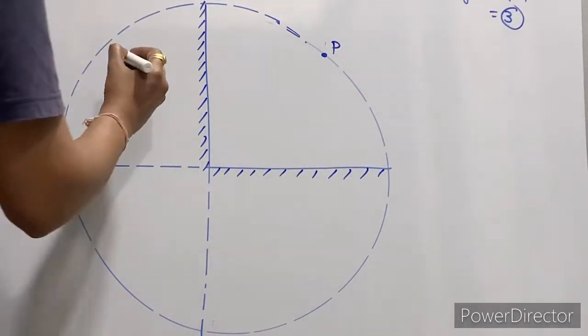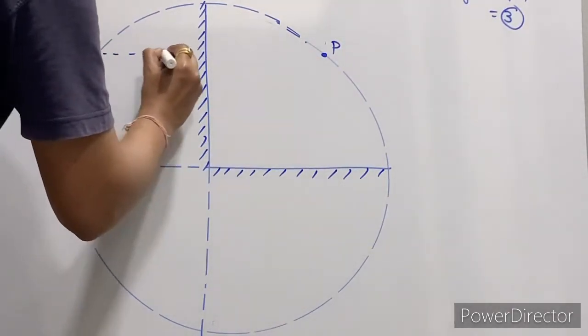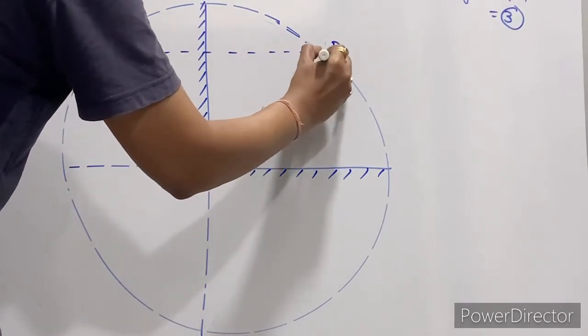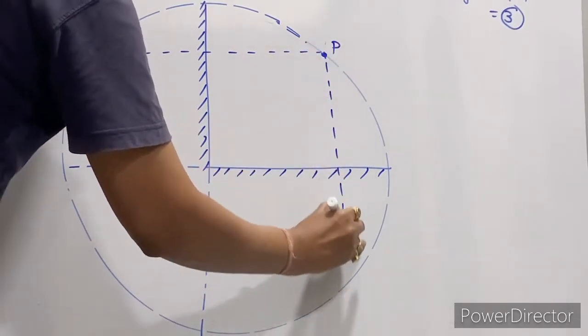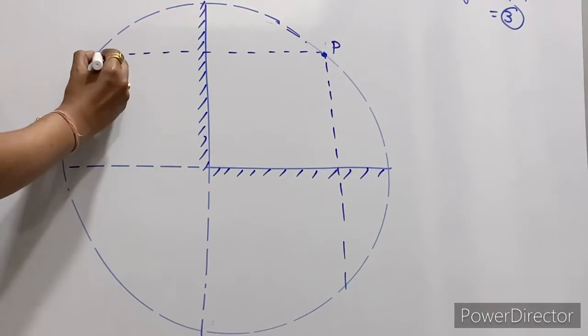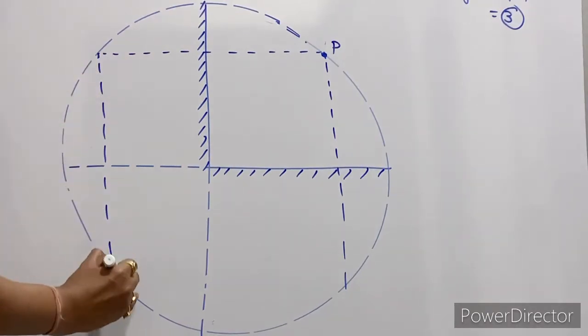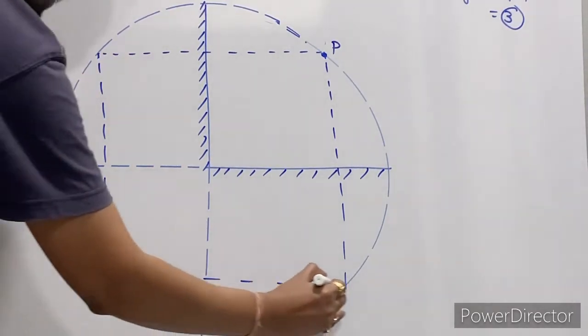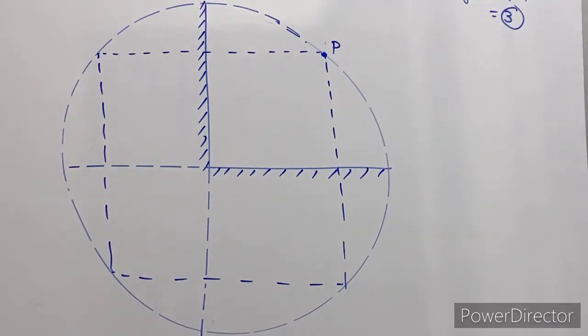I will take one line and join this part with this, this with this, this with this, and this with this. So either you will get a rectangle or a square, whatever it may be. It could be either a rectangle or a square.